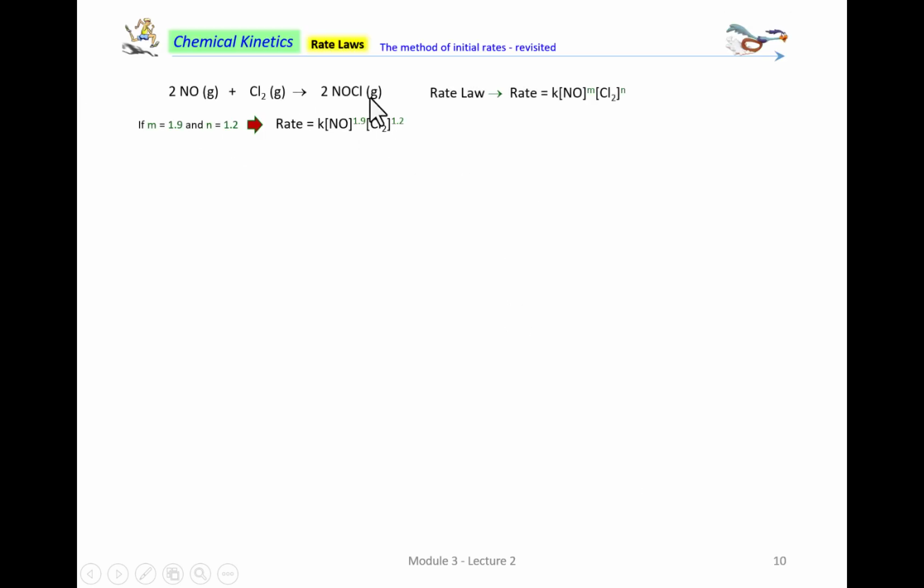Here's our reaction. Here's our generic rate law. And if m equals 1.9 and n equals 1.2, then technically the rate is equal to k times the NO concentration raised to the 1.9 power times the chlorine concentration raised to the 1.2 power. Now, it's common to round off reaction orders to the nearest whole or half integer. So in this case, we could say the rate is equal to k times NO to the second power times chlorine to the first power. This is identical to the rate law we determined with the more easily manipulated data earlier.